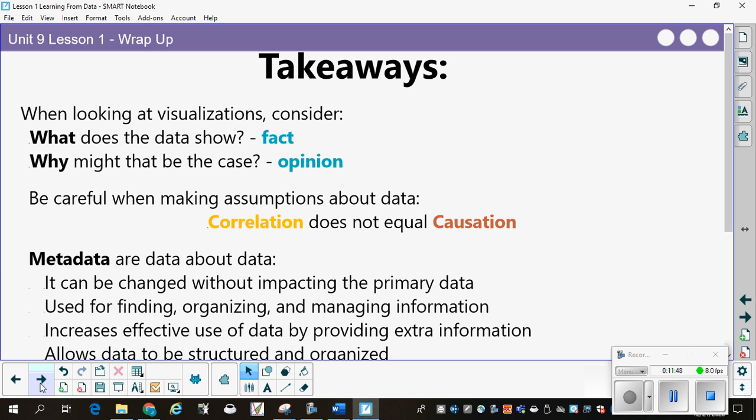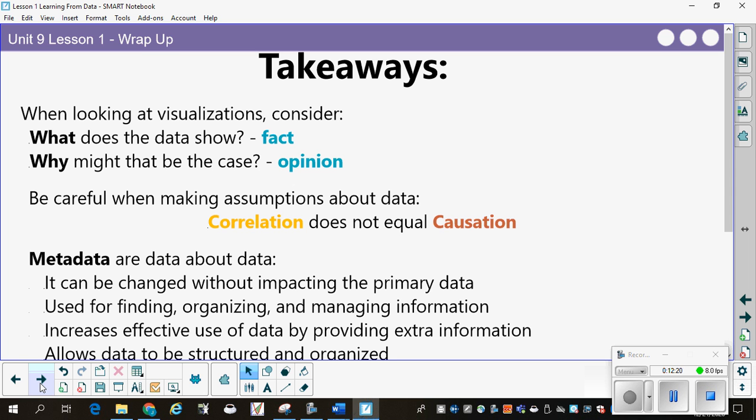Okay, some takeaways, and these are important. When looking at visualizations, you need to consider what the data shows. That's a fact. Why might that be the case? That's opinion. Two very different things. Be careful when making assumptions about data. Correlation does not equal causation.